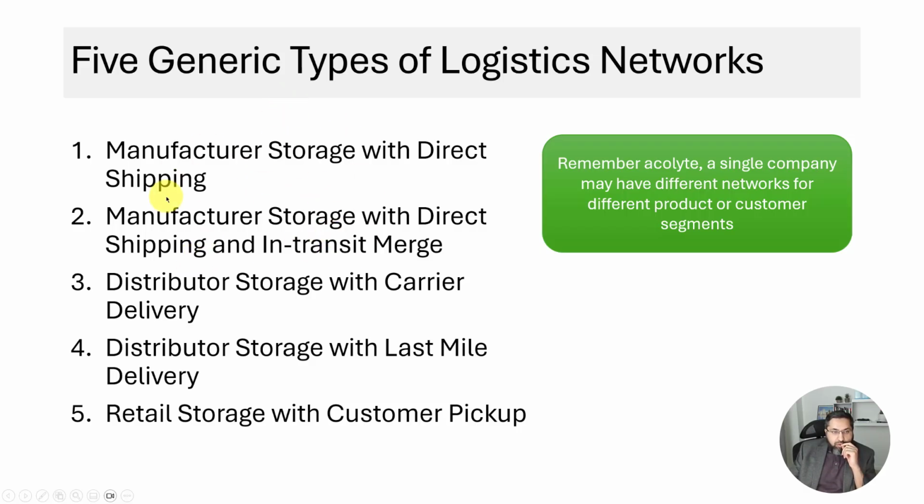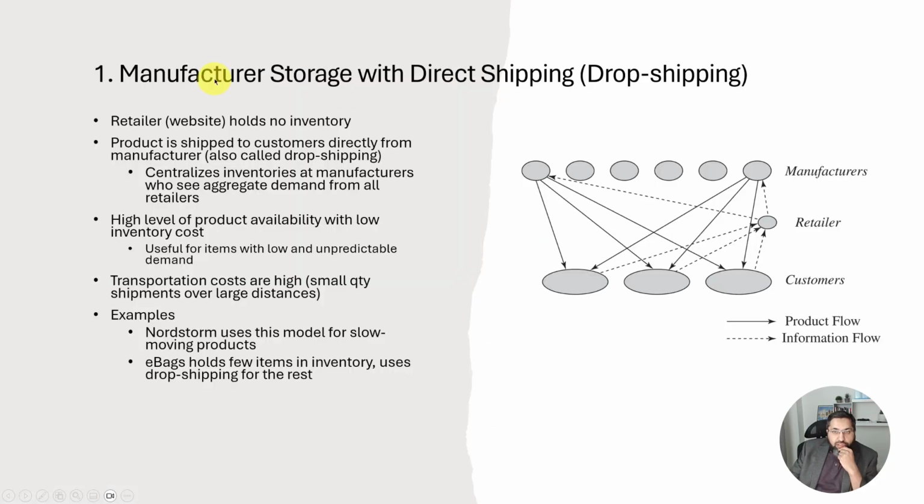So these 5 types are generic types, but you might see combinations or modifications of them in real life. The first type is the simplest, because you have manufacturers and you have customers and nothing in between. So it's also called drop shipping, where manufacturers ship directly to customers.